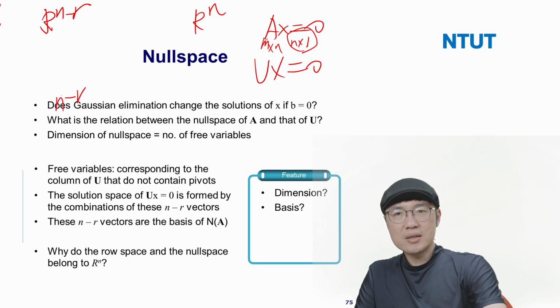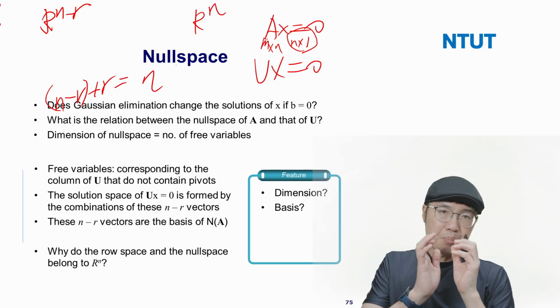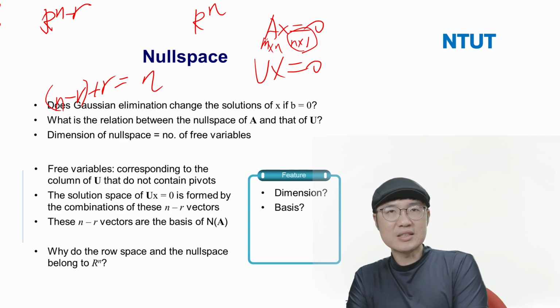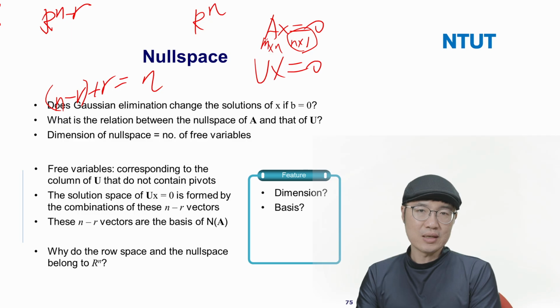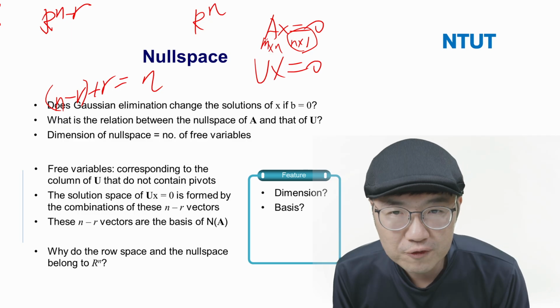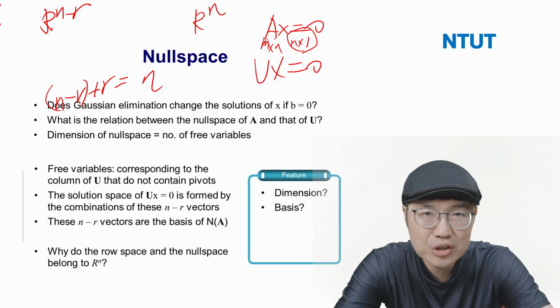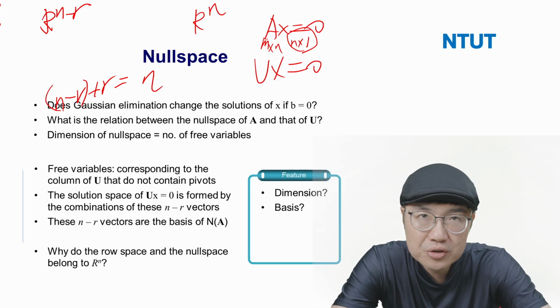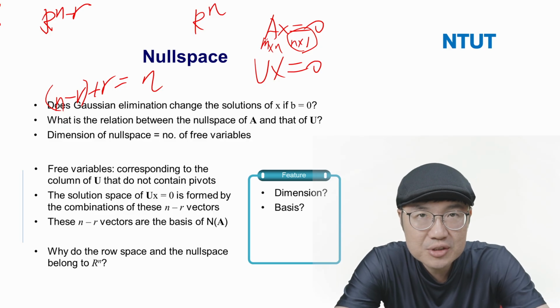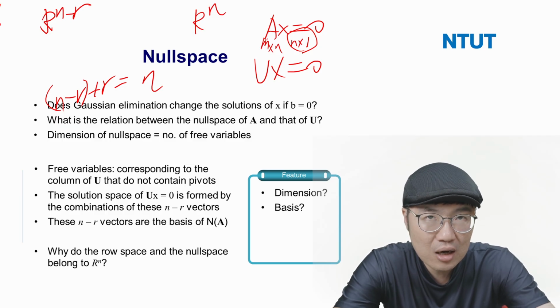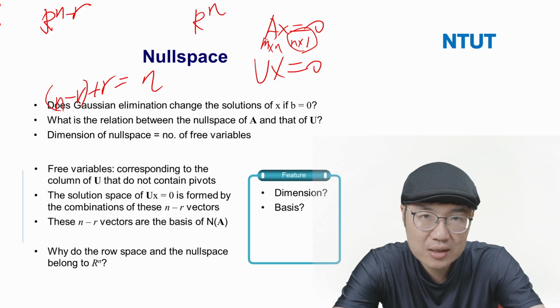N minus r plus r happens to be the biggest space for this vector space R^n. And this is not a coincidence. In the last section, we'll formally talk about it. You can see the information in the null space from the row space. Row space and null space are like bundled. They fill out the whole R^n. One takes r, one takes n minus r.